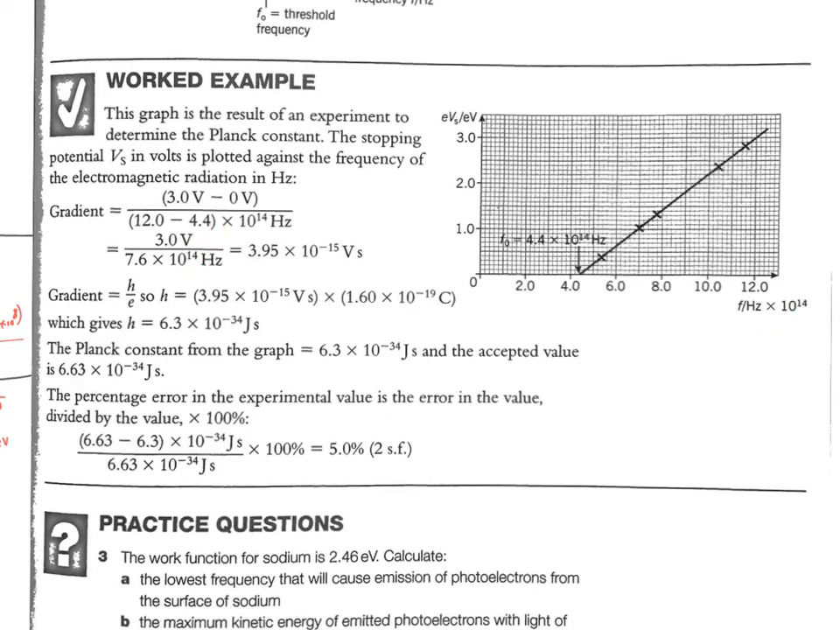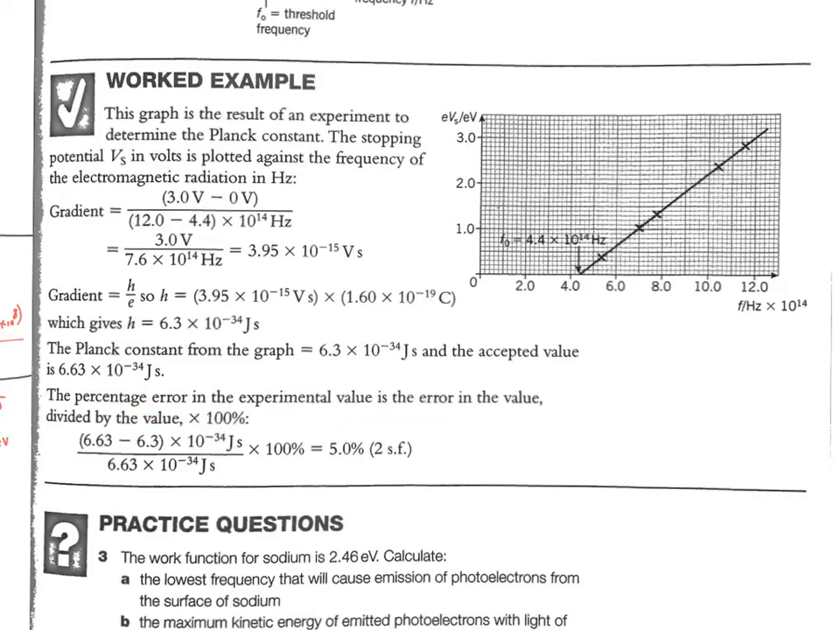There's the gradient, and the units are just y-axis units divided by x-axis units, hence volt seconds over here. So it gives you the gradient, and from the previous thing we know gradient is h over e, and we know e, so therefore we can work out the value, and there it is. This gives a Planck constant in the graph of 6.3 by 10 to the minus 34, and we actually know it's 6.63, so that's pretty close.